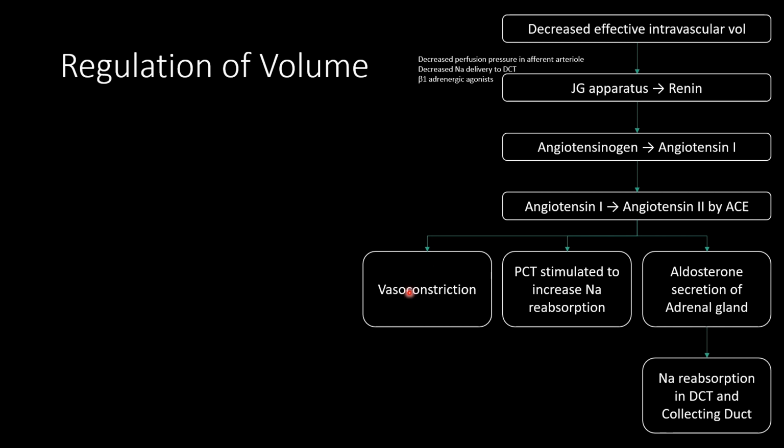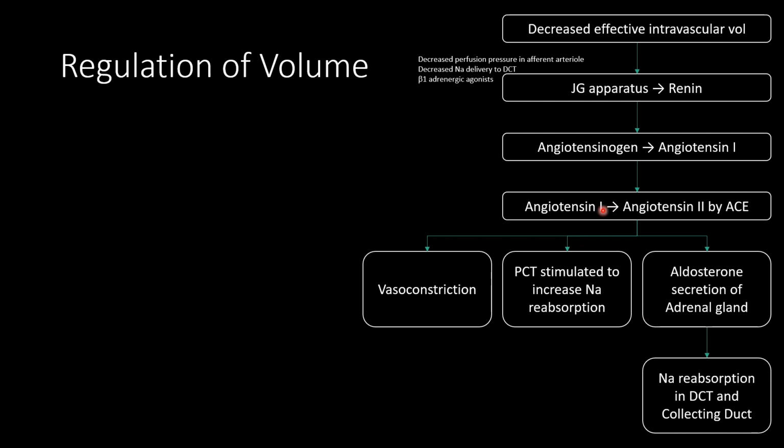So what will the vasoconstriction do? The vasoconstriction will maintain the necessary pressure that is required to maintain the perfusion of vital organs in the background of decreased effective intravascular volume. Next, what will angiotensin do? It will stimulate the proximal convoluted tubule to increase sodium reabsorption. As the sodium gets reabsorbed, an equiosmolar amount of water will also get reabsorbed. So that will help to retain or normalize the effective intravascular volume.